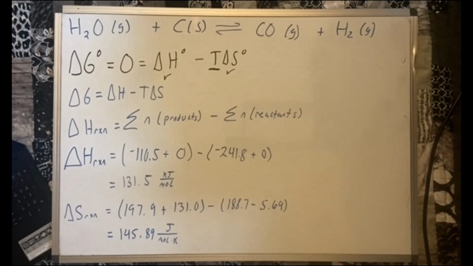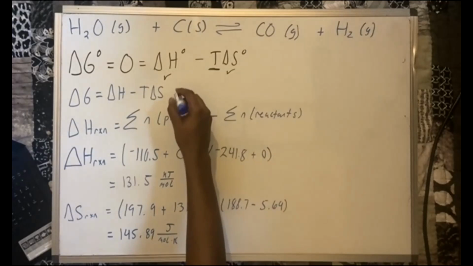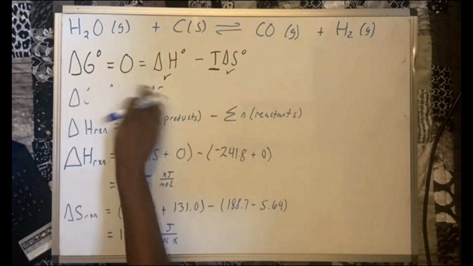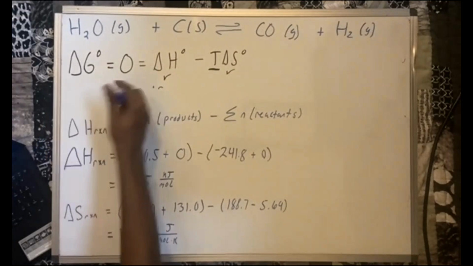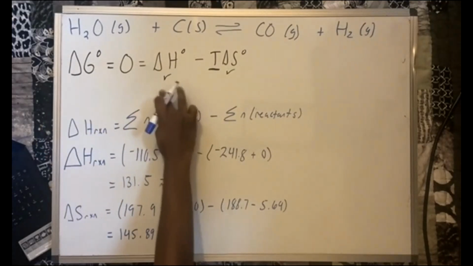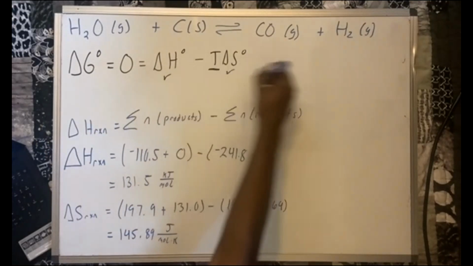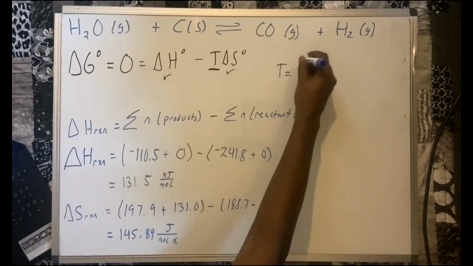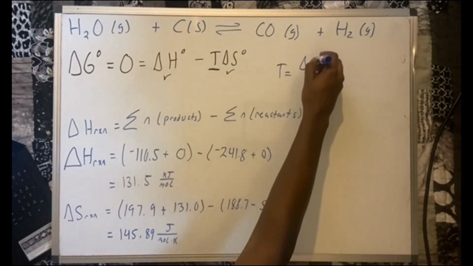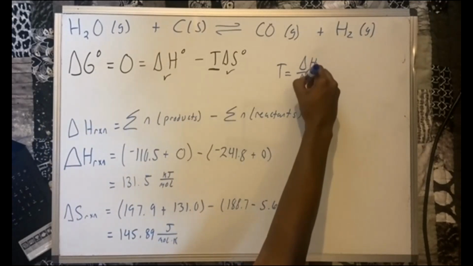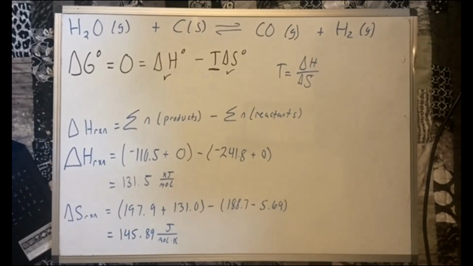Now that we have that, I'm going to put them in our equation. So now I have my equation equal to 0. If I solve this, I get that T is my delta H over my delta S. So I'm going to do that.